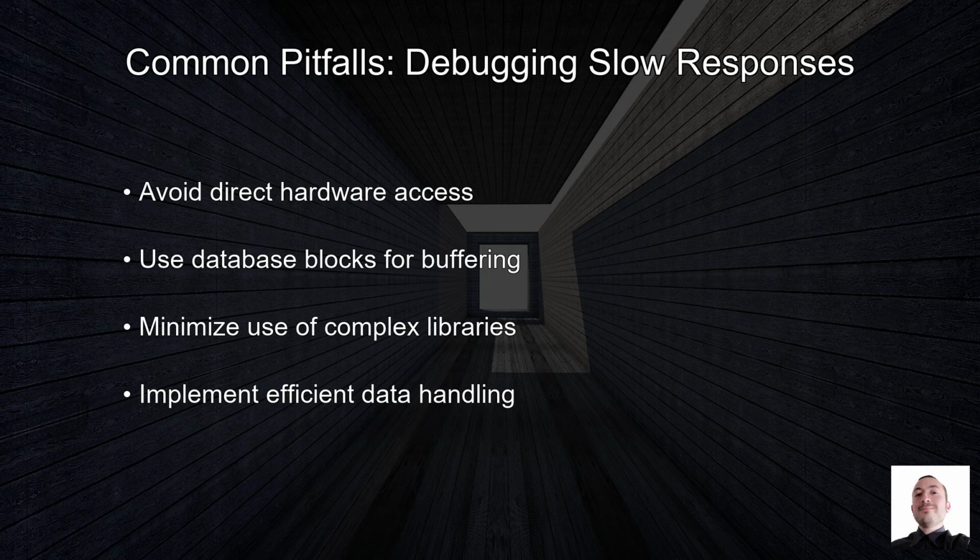Another pitfall is the overuse of complex libraries like jQuery or Bootstrap. While these can enhance your user interface, they can also introduce unnecessary overhead. Opt for lightweight alternatives or minimize their use to keep your web server nimble. Lastly, avoid excessive polling of variables. Implement efficient data handling techniques such as change detection or event-driven programming to minimize unnecessary network traffic. Remember, the goal is to maintain a responsive and efficient web server. And here's a pro tip: regularly review and optimize your code for any redundant operations that could be slowing things down.